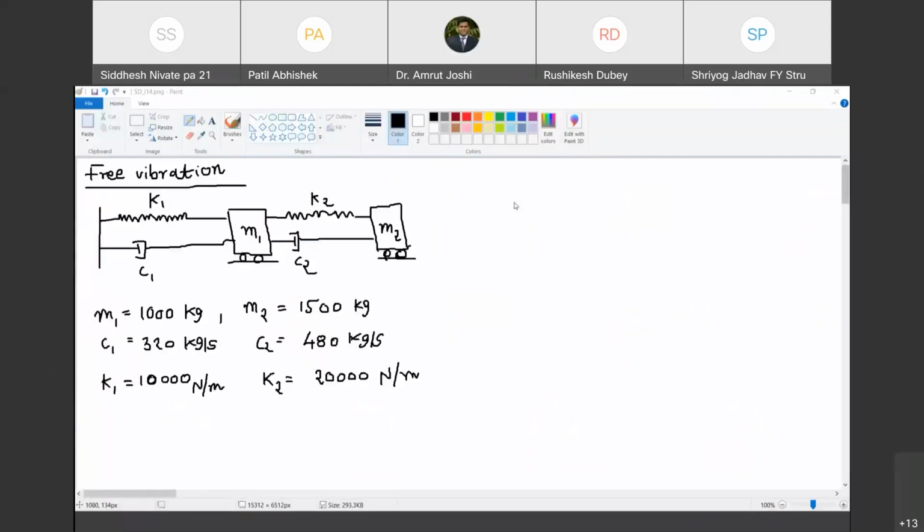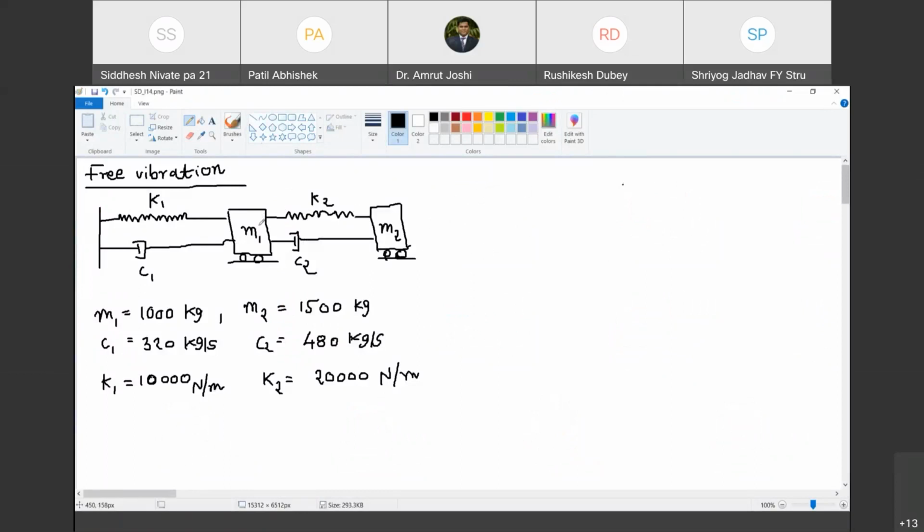In last class, we discussed the analysis of multi-degree of freedom system to some extent. We have not yet defined what we mean by multi-degree of freedom system. We will do so in due course of time. Right now, we will accept that this is a multi-degree of freedom system, and go ahead with free vibration analysis of multi-degree of freedom system.